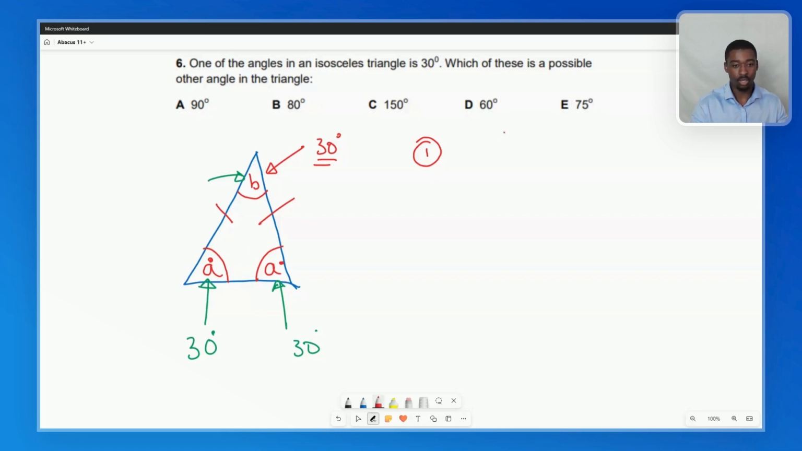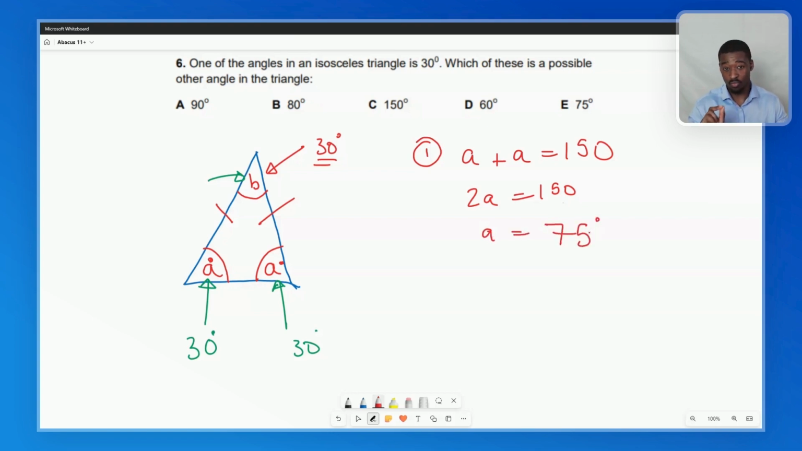must add up to give us 150, right? It's the 180 of the entire triangle minus this 30 for angle B. 180 minus 30, giving us this 150. And if we know that A plus A is 150, that means 2A is 150. If we divide both sides by 2, then A has to equal 75 degrees. So that's one of the options, right? We have 30, 75, 75.